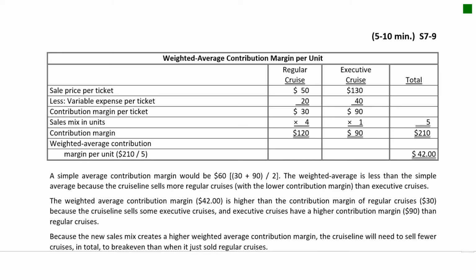So here we got the data. We've got the regular cruise. We've got the sales price of 50. Subtract out the variable cost of 20. That gives you unit contribution margin per ticket of 30. For the executive, it's 130 minus 40. That gives you 90. You multiply by the weights. So it's 4 regular cruises for every one. So 30 times 4 is 120. Executive, 90 times 1 is 90. You add those together, you get 210 total contribution margin. You divide that by 5, you would get a weighted average contribution margin per unit of 42. Now then, if you wanted to figure out the break-even point, this is going to be your denominator, and then later on we can go back to the mix to figure out how much of each you should sell.